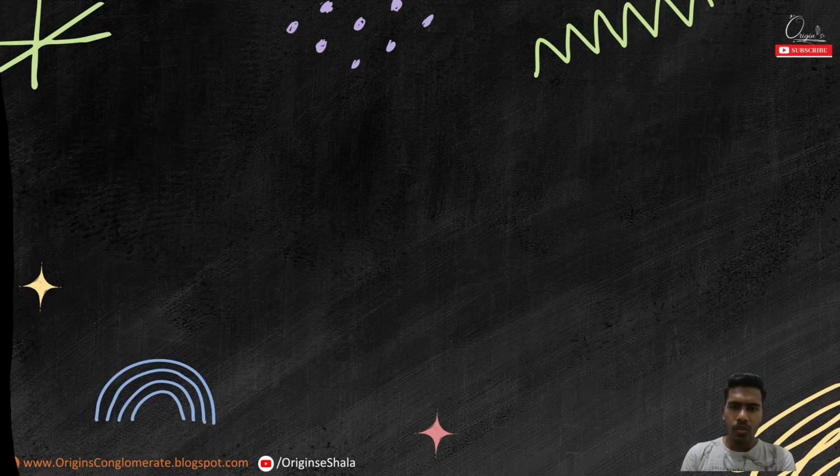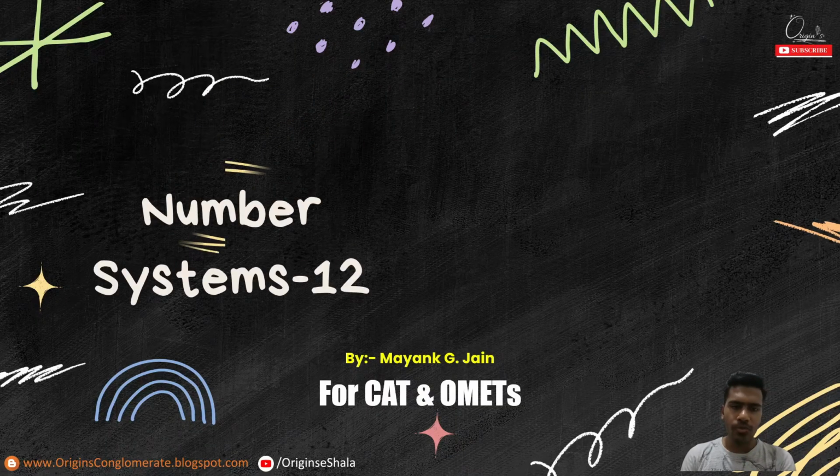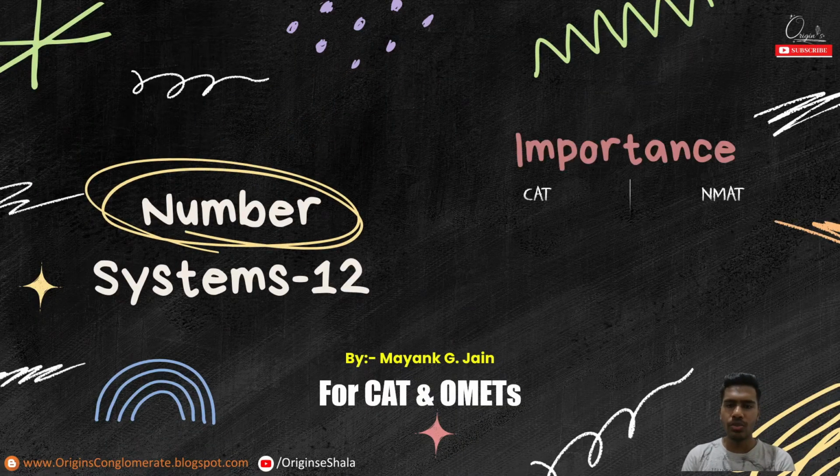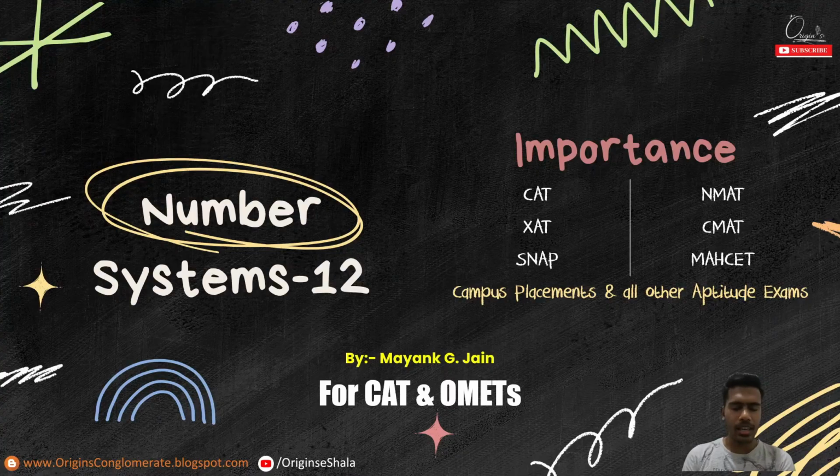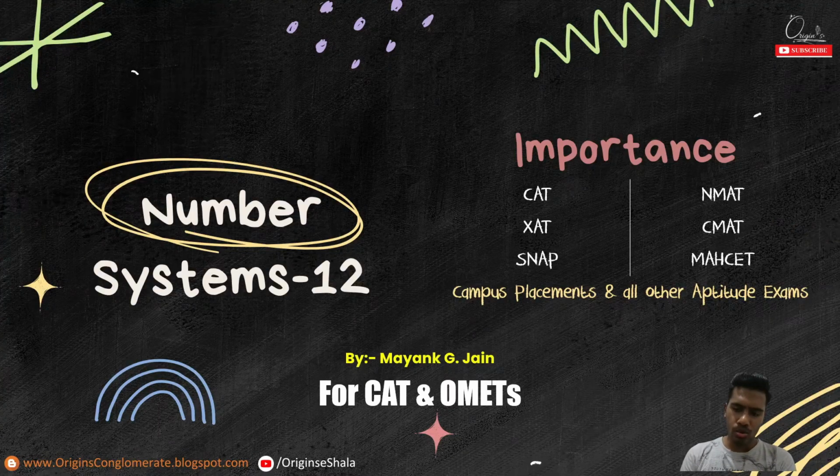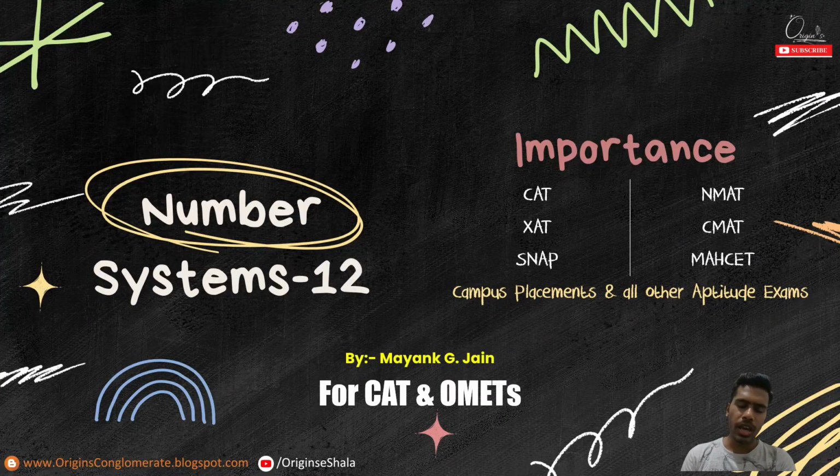Hey everyone, welcome to the 12th session of Number Systems in the playlist of Quantitative Aptitude for CAT and OMETs. So till the 11th session, we have completed several topics of number systems, majorly IGP, sum of primes, and several others.